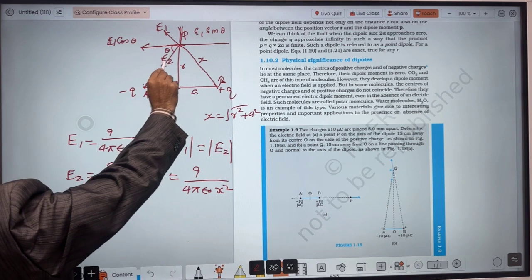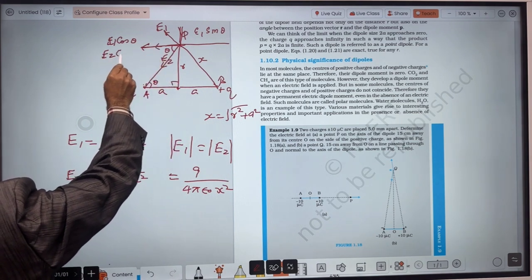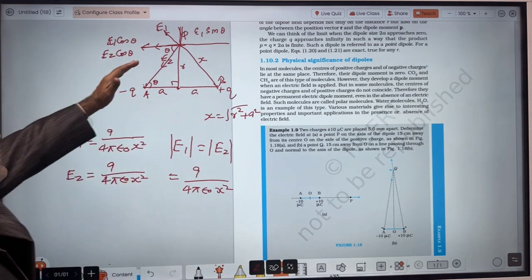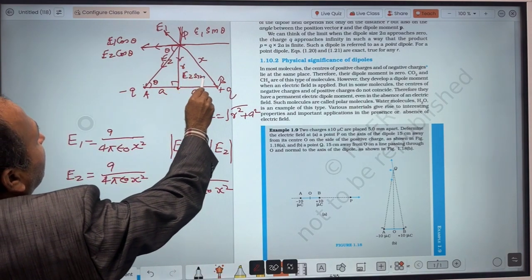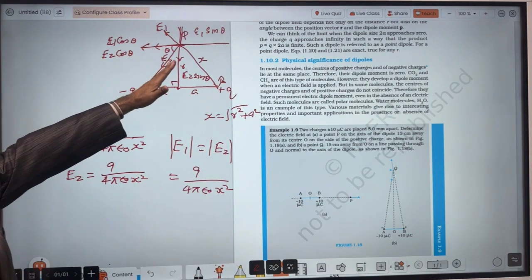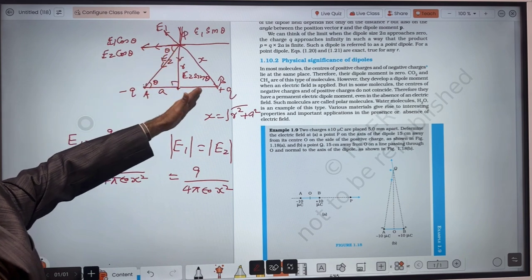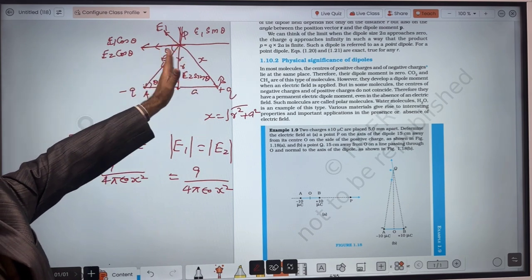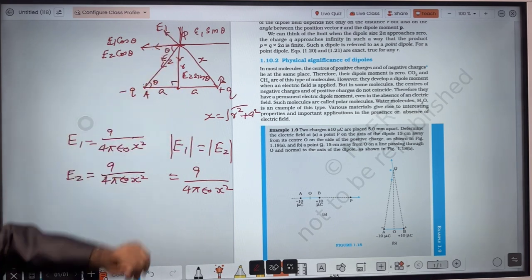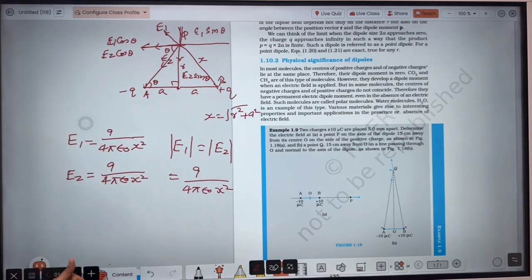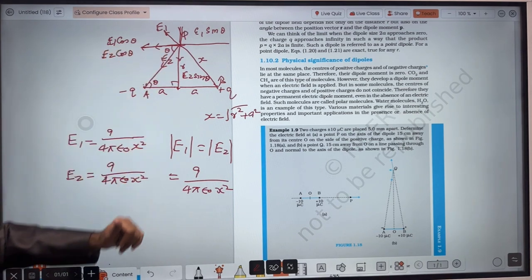Now again we resolve E2 into components. One component will be like this, E2 cos theta, and another component will be in this direction, that is E2 sin theta. As you see, E1 sin theta is oppositely directed to E2 sin theta, and E1 in magnitude is equal to E2 in magnitude. So these two components will get cancelled. The net electric field will be due to the cos theta components only.